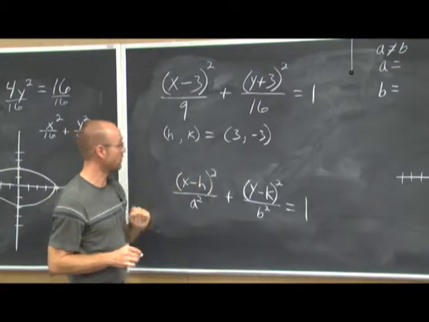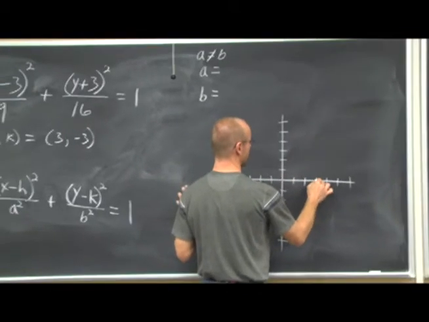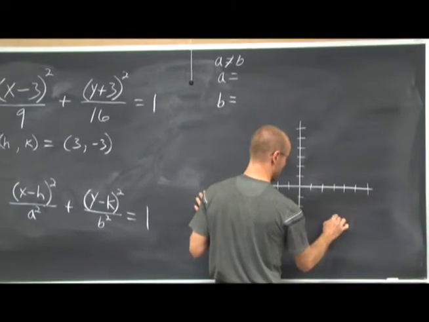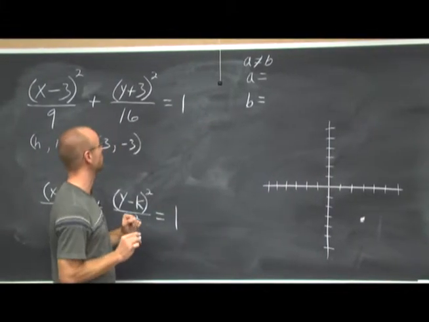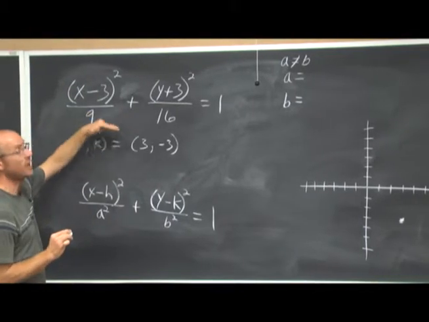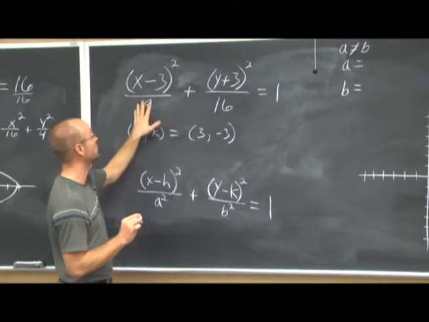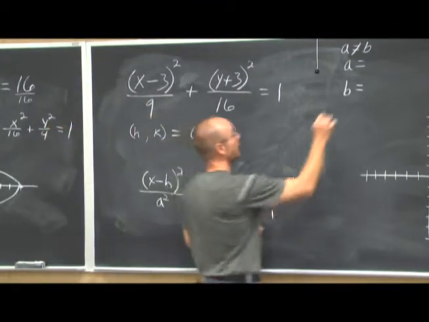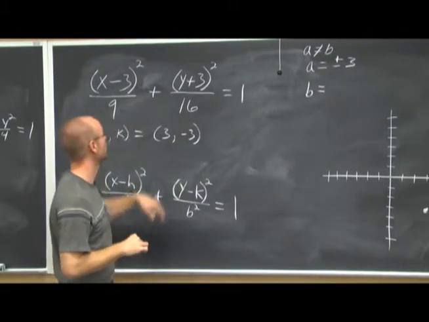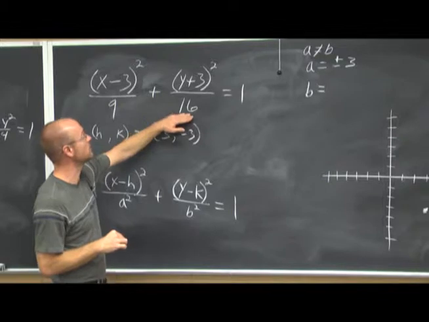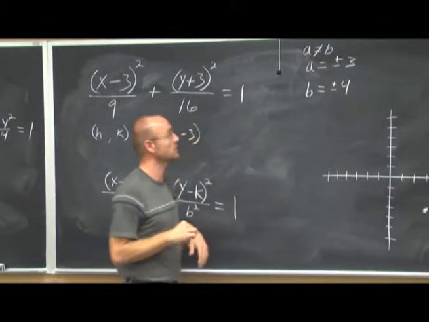So I'm going to go over to the graph here. And I'm going to plot the center. So I'm going to go 3 to the right for x and down 3 in my y direction. This is the center of my ellipse. Very important concept. Now, looking at this equation, I can determine what a is and what b is. Well, since a squared is 9, I know that a is plus or minus 3. Those two values will give me 9 when I square it. My b squared here is 16. So I know plus or minus 4 squared will give me 16.